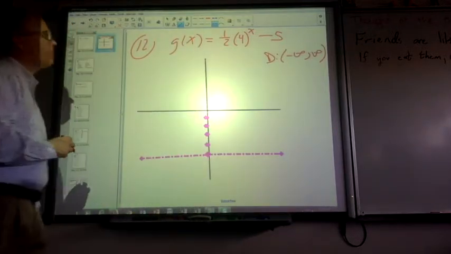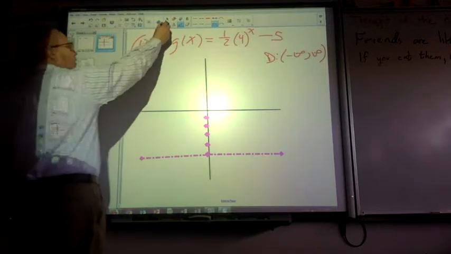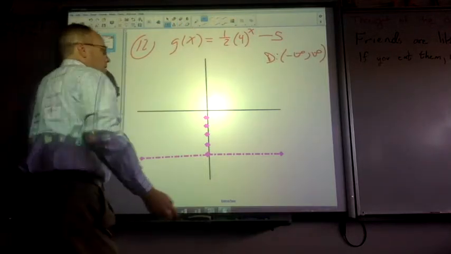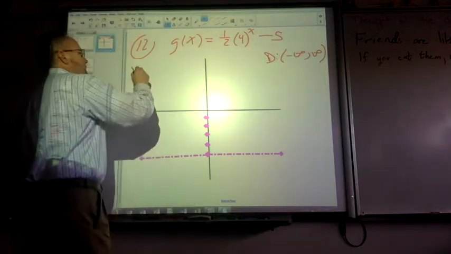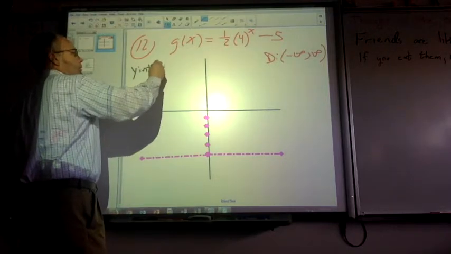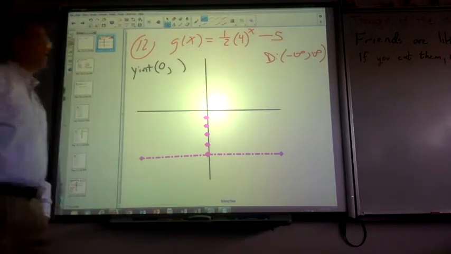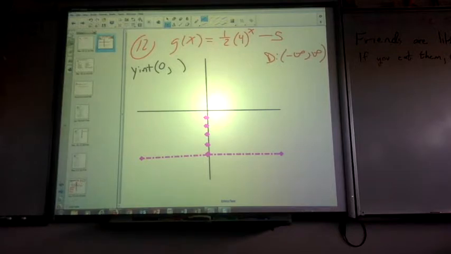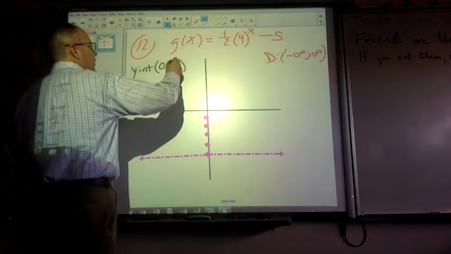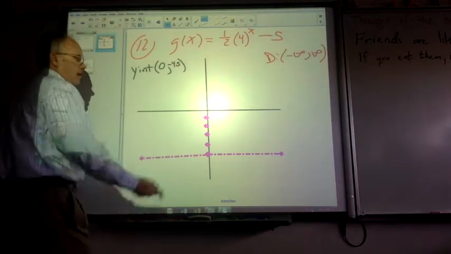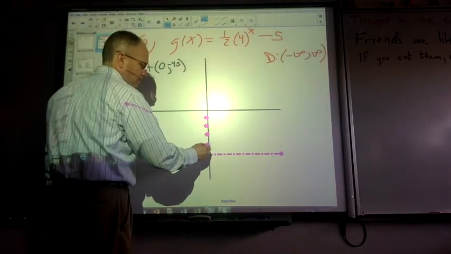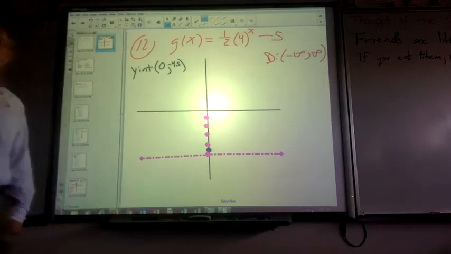Is that okay? All right, let's figure out where it crosses the y-intercept, or the y-axis. So I'm going to plug 0 in. 4 raised to the 0 power is what? 1. 1 times half is? A half. Half minus 5 is negative 4.5. Is that all right? So it's like here. Agree?